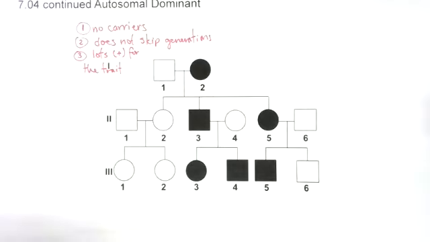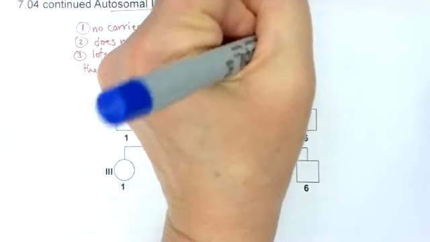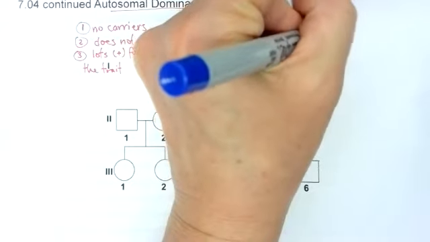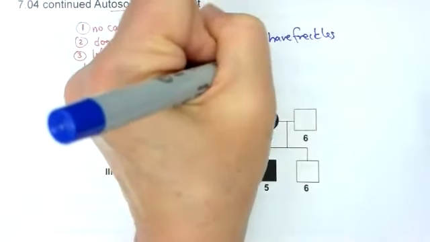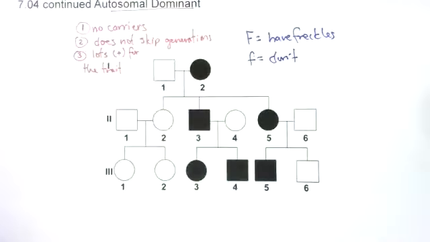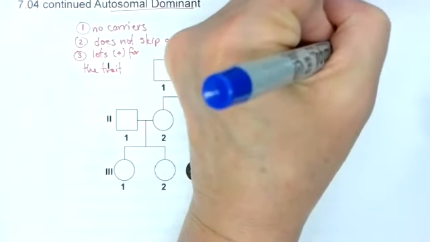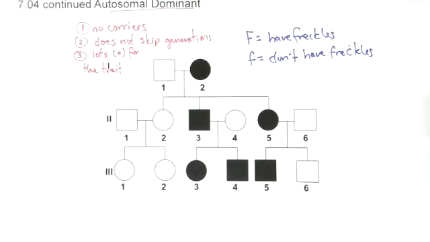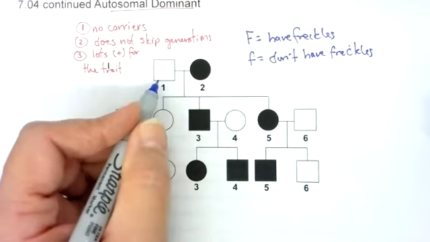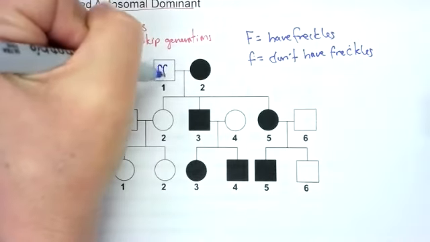Well, it turns out this is, and it says at the top, autosomal dominant. So this is on an autosome, but it's a dominant trait. And the trait we're actually looking at here is freckles. So capital F means you have freckles, and lowercase f, you don't have freckles. So we know that everybody that does not have freckles has to be lowercase.